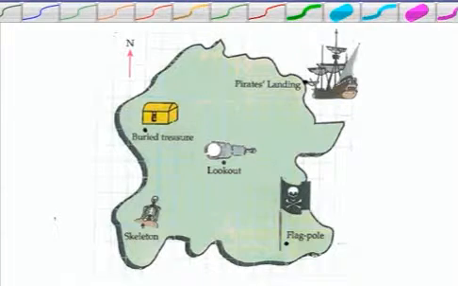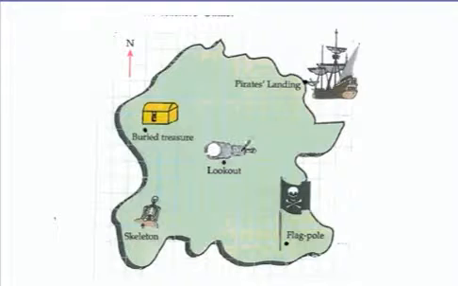The bearing of four different places from the place called lookout. So this is lookout, this is the pirate's landing, this is the flagpole and the skeleton and buried treasure. So the question is, use a protractor to measure these bearings from lookout.